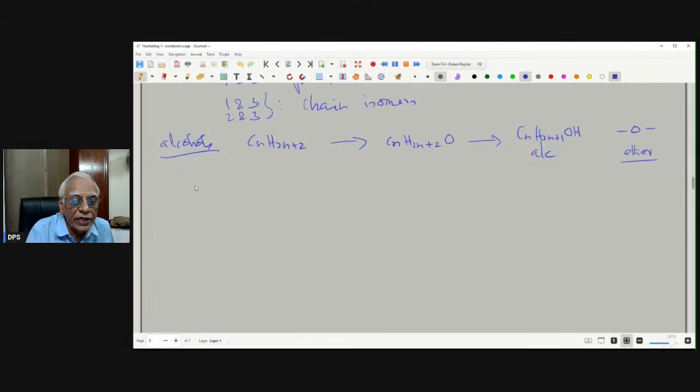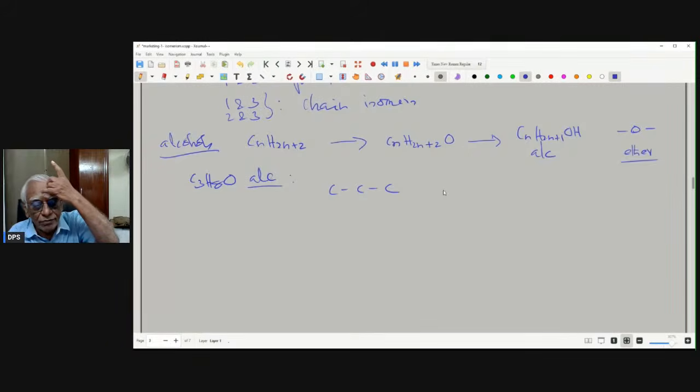Supposing you have got C3H8O and we say it is an alcohol. C3 has got only one chain. There is no branching. Branching occurs only from C4 onwards. Please remember, there are 2 isomers for C4, 3 for C5. I asked you to find it for C6 as homework.